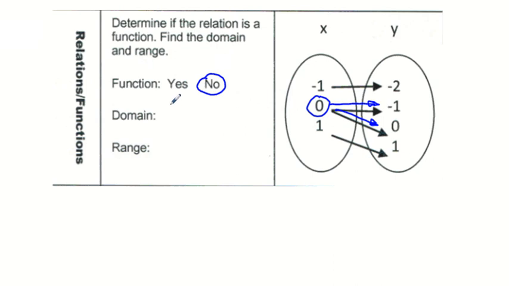Domain is going to be our x values, so I'll put these brackets here: negative 1, comma 0, comma 1. And our range is going to be our output values. By convention, what you do is go with your smallest number first and then go up from there. That is what you've done in each case for domain and range.